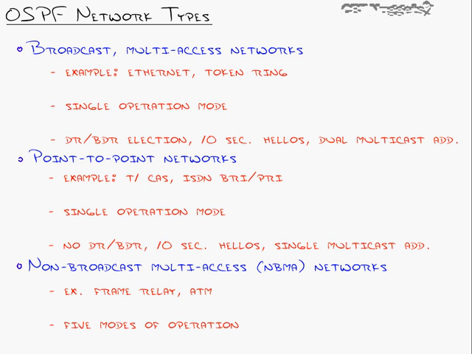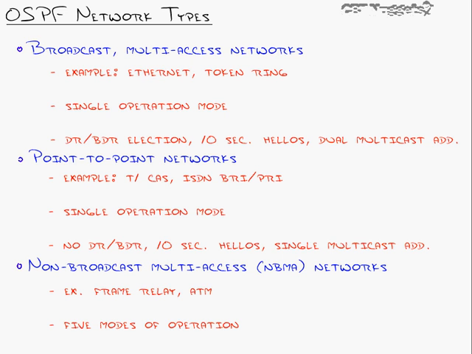OSPF only supports operations across 3 different types of networks, and you already know about 2 of them. Broadcast multi-access, point-to-point, and NBMA networks, which really encompass all the types of networks that are in the world today. So first off, broadcast multi-access, examples of that are things like Ethernet, Fast Ethernet, Token Ring, and so on, and that is a single operation mode. It is known as broadcast multi-access.